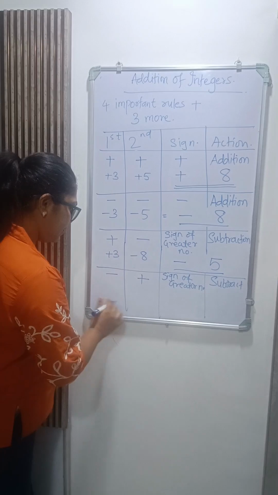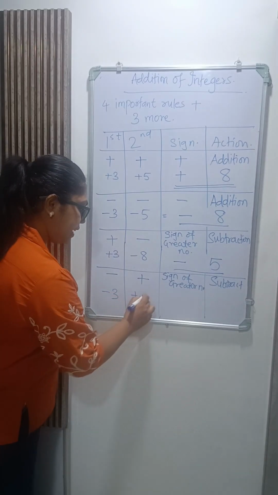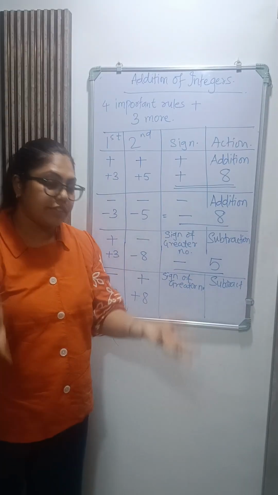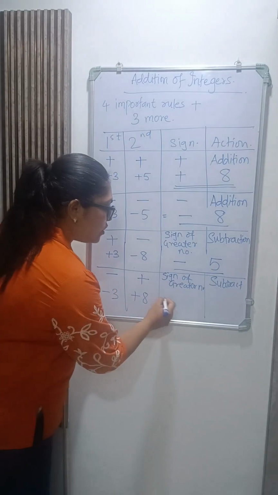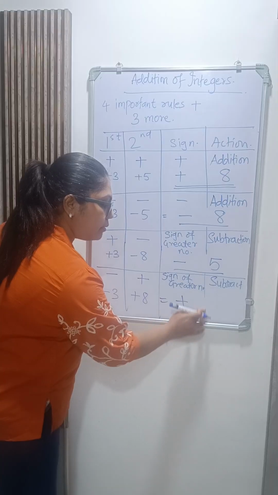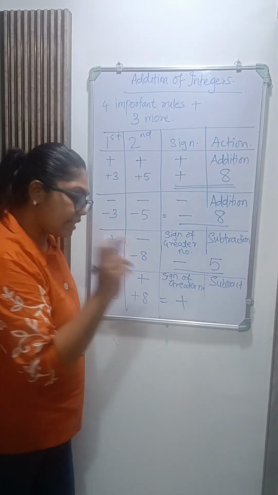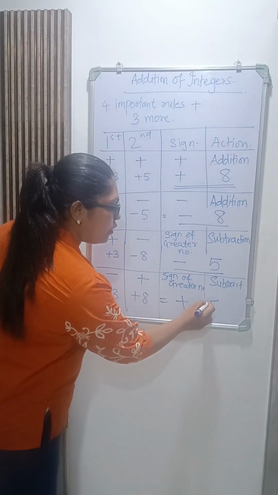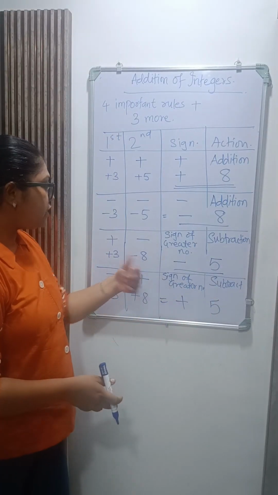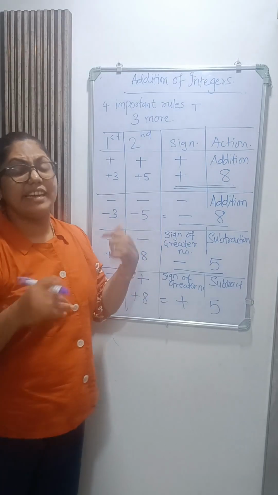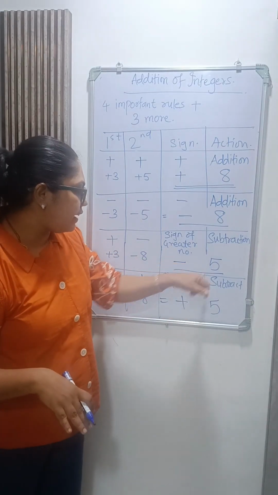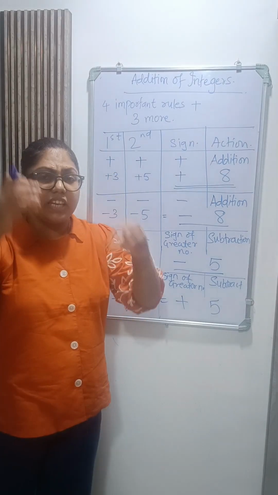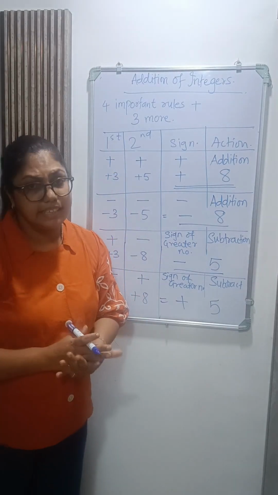Let's take the same example, minus 3 plus 8. Here again we will search for the greater number because both have two different signs. So the greater number is 8. So in my answer I will put a positive plus sign and subtract them. So 8 minus 3 is 5. So my answer over here is plus 5. Here it was minus 5 because the greater number was 8 and it had a negative sign. Here it is plus 5. Okay, so these are the 4 very important rules when you're adding integers.